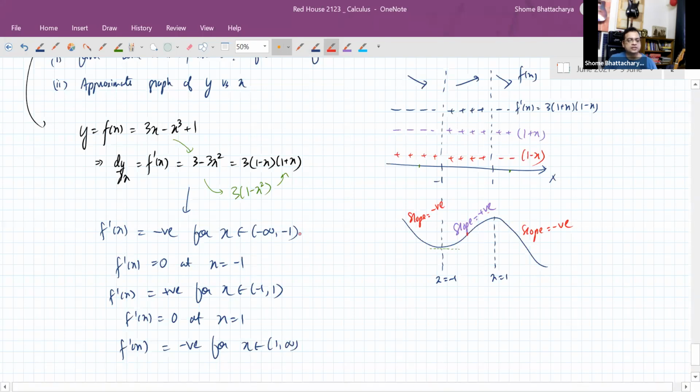So now if we analyze here, what is happening? The function is decreasing. Here the function is increasing. And here the function is again decreasing. So obviously at this point, it's reaching a dip, or it's having a local minima. And at this point, the function is reaching a peak. So it has a local maxima.